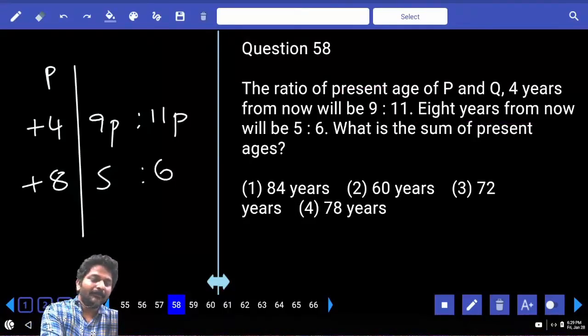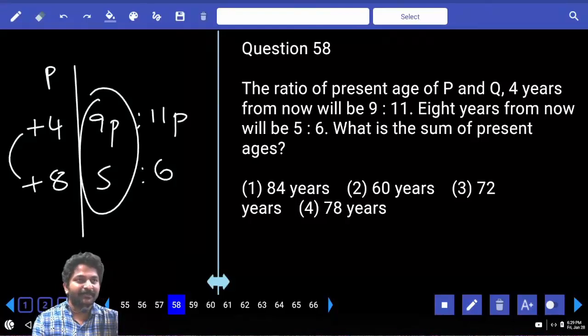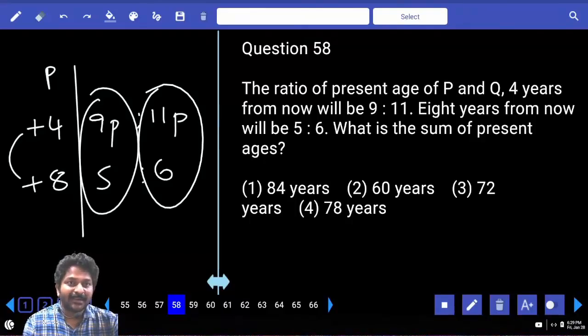So now, 4 years after and then 8 years after. What is the age gap here? 4 years. For the first person, how many parts difference do we have? 4 parts. And what is the difference in terms of parts for the second person? They are not equal, right?